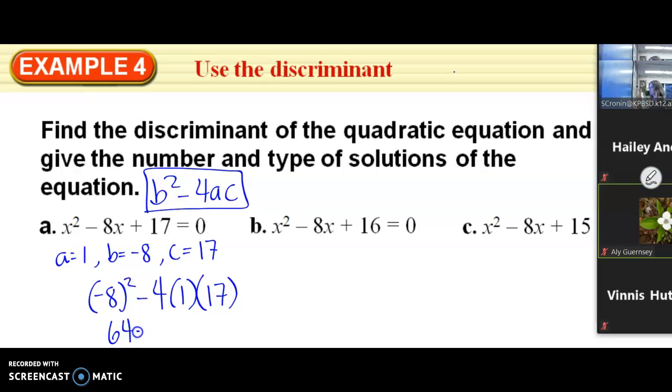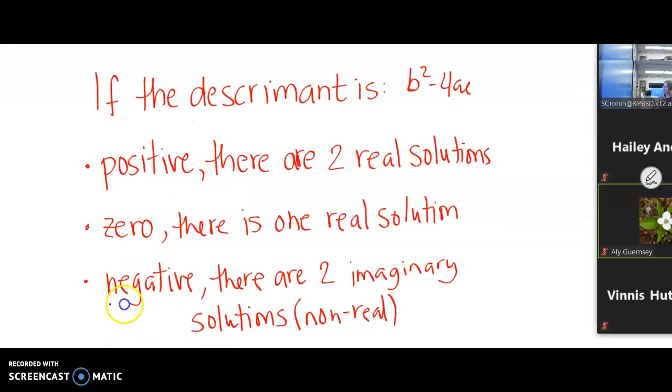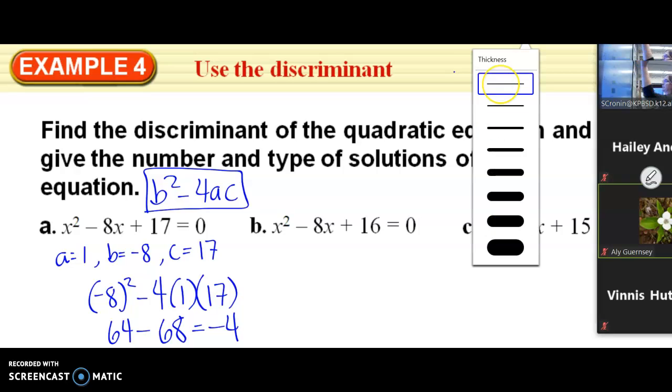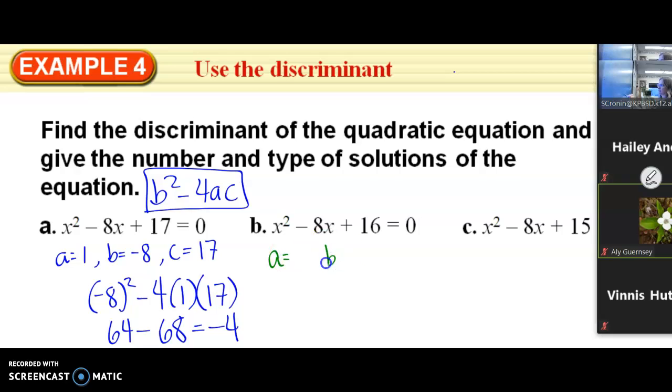So this is 64 minus 4 times 17, which I'm just going to grab a calculator. Probably could do that in my head, but I'm not going to. So 4 times 17 is 68. 64 minus 68 is negative 4. So the discriminant is negative. What does that mean for the type of solutions you have? If it's a negative result, there are two imaginary solutions. So for A, it would be two imaginary solutions. Let's do B. Identify your a, b, and c. You guys do that.